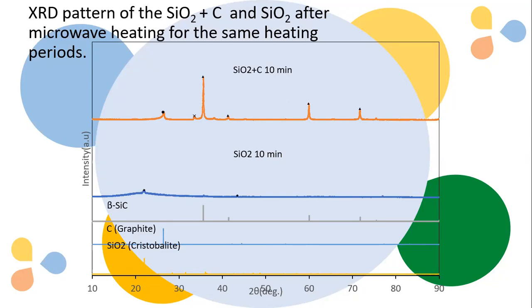This result shows us that the mixing process is really important. If we mix it, the contact surface increases, directly proportional to the increase of the reaction rate.